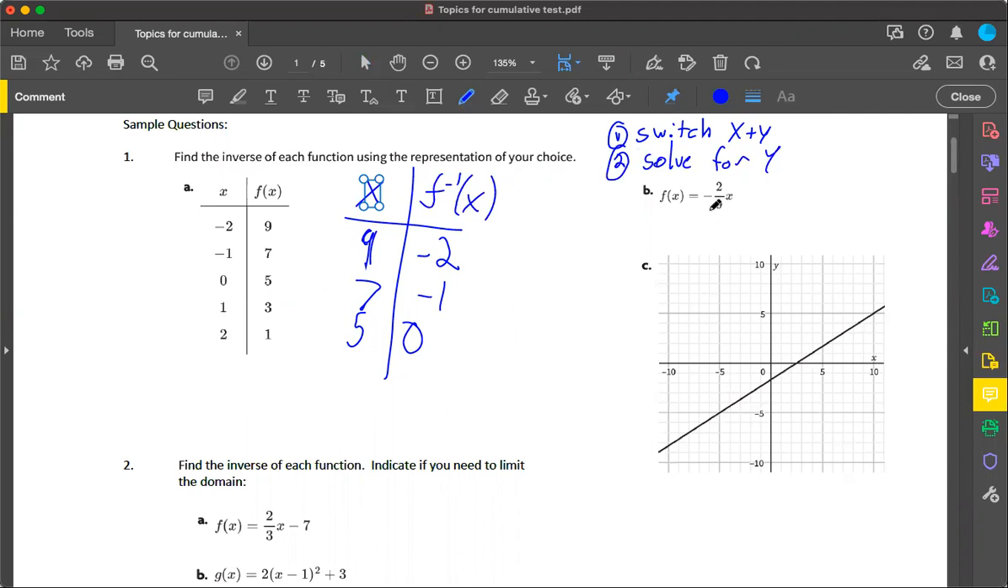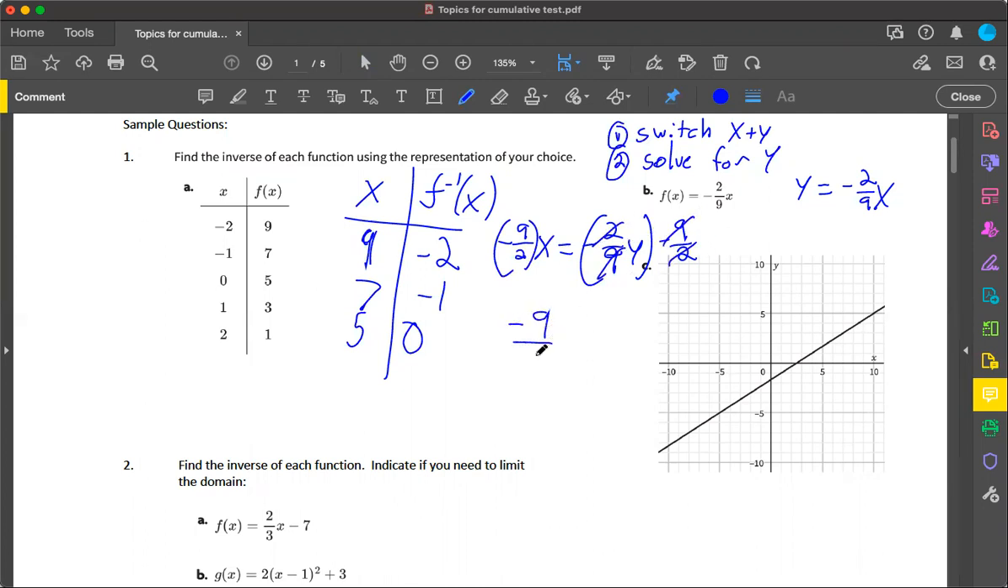respectively. So you should look at this and say, oh, it's f of x equals this. And maybe you say initially that's just y equals -2/9 x. But if you switch them, you would have x equals -2/9 y. And to solve for this y, you want to multiply by your reciprocal, which for the fraction should be -9/2. So that on both sides. 2's and 9's cancel. So you're now left with -9/2 x equals y.